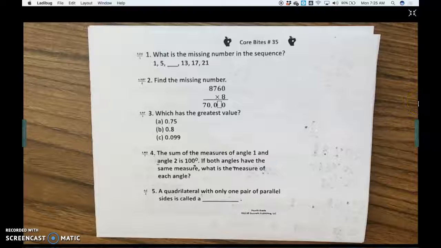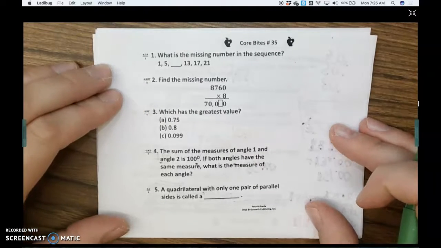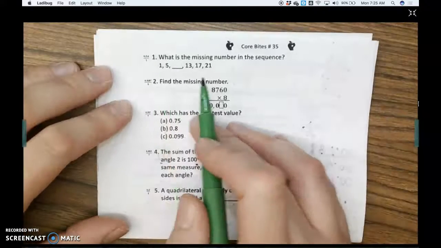All right, everybody, here's your Core Bytes 35. Please make your corrections on your paper. So the first one says, well, what is the missing number in the sequence?